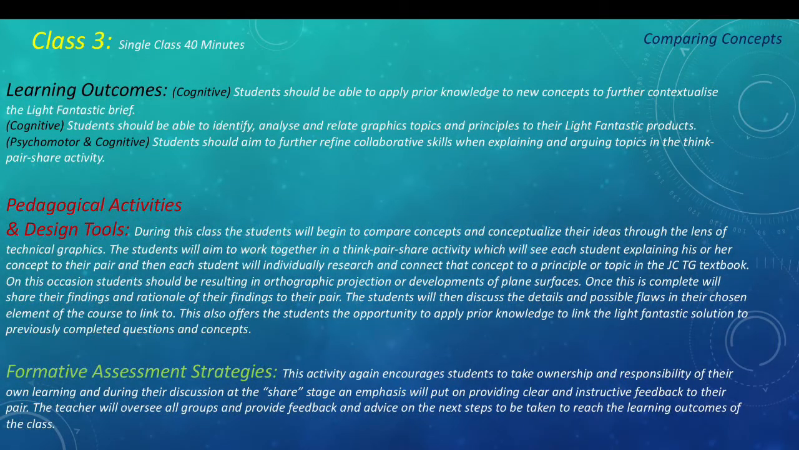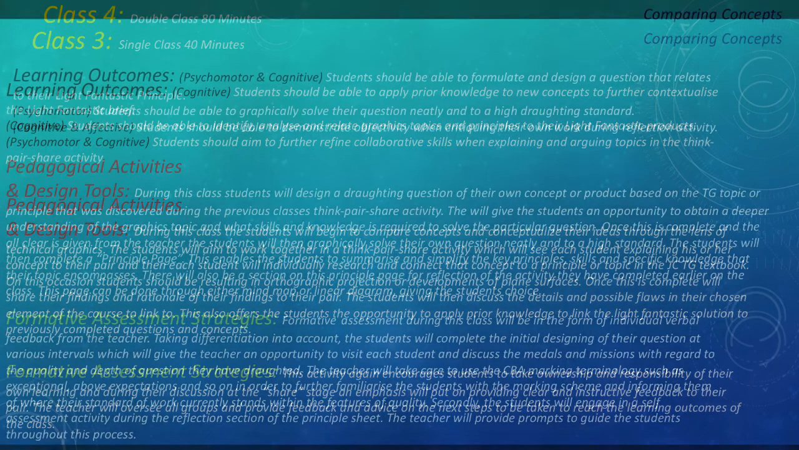During Class 3, we begin the stage of comparing concepts. This is done through a think, pair, share activity in which students will explain his or her concept to their peer, and then the student will individually research and connect that concept to a principle in the DCG syllabus. The key concepts that should come from this class are either orthographic projection or developments of plane surfaces. Again, prior knowledge needs to be utilised along with peer feedback.